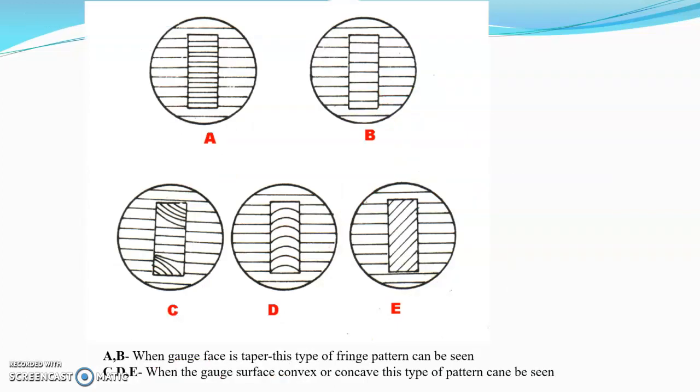In this picture, both A and B show that the gauge face is tapered, and this type of fringe pattern can be seen. This is an indication of taper, otherwise known as the gauge faces not being parallel. And C, D, E show when the gauge surface is convex or concave.